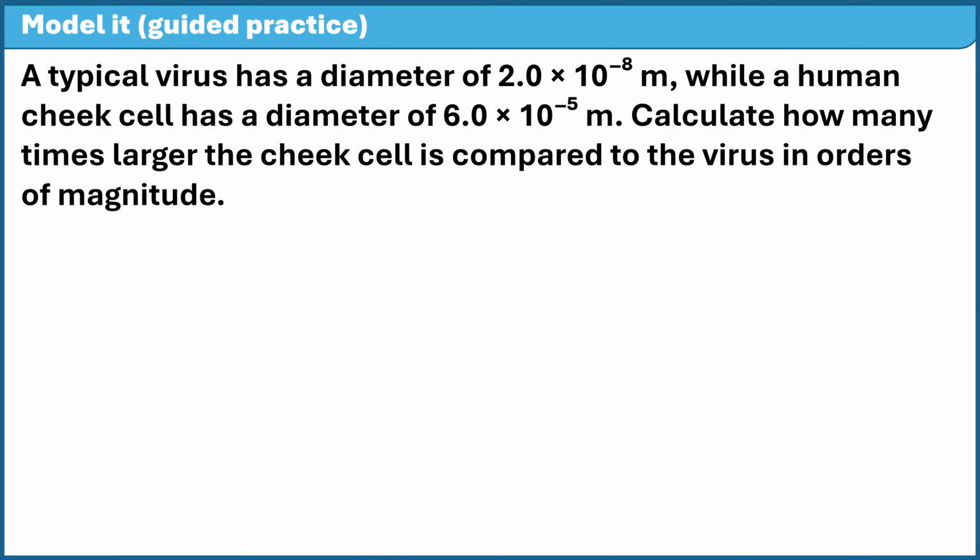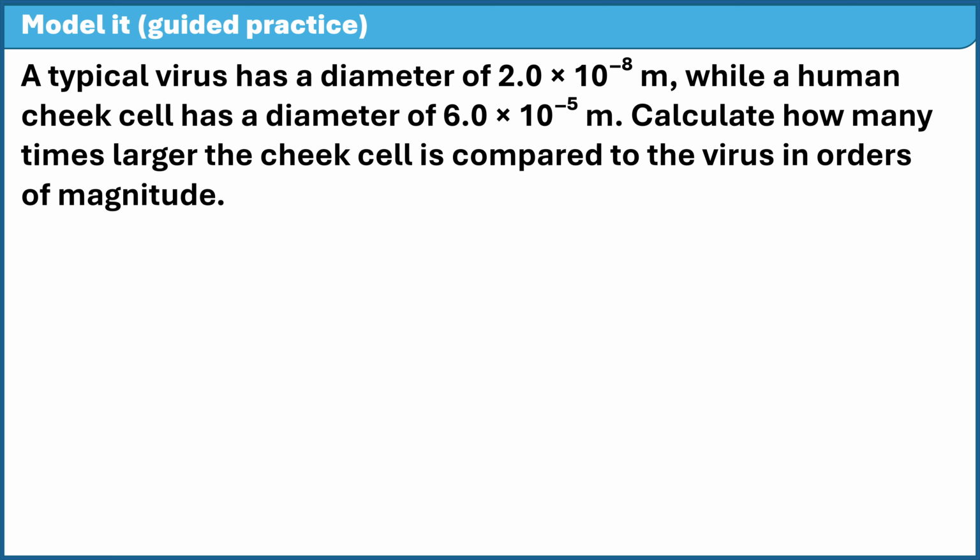Here's a classic exam question. A typical virus has a diameter of 2 times 10 to the minus 8 meters, while a human cheek cell has a diameter of 6 times 10 to the minus 5 meters. Calculate how many times larger the cheek cell is compared to the virus in orders of magnitude.